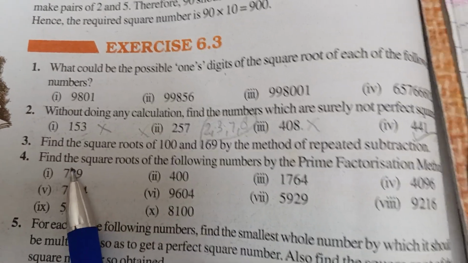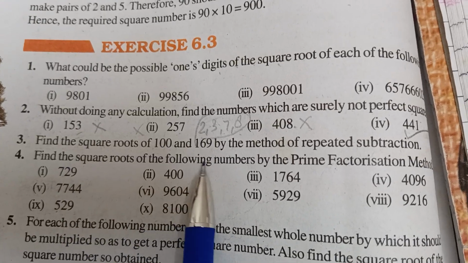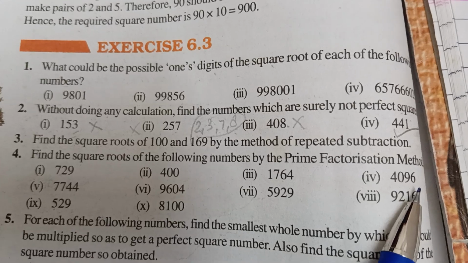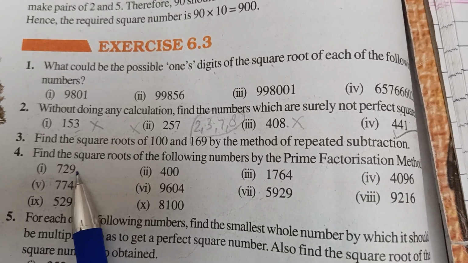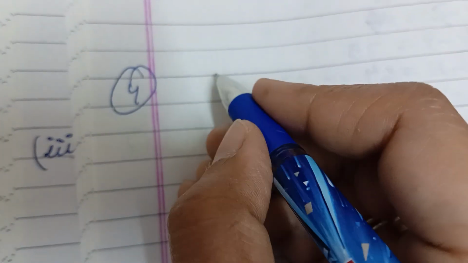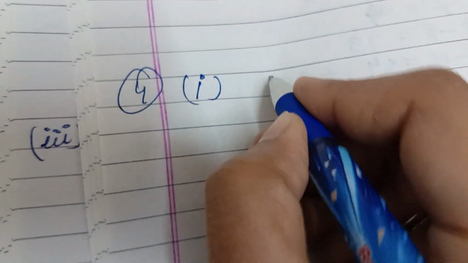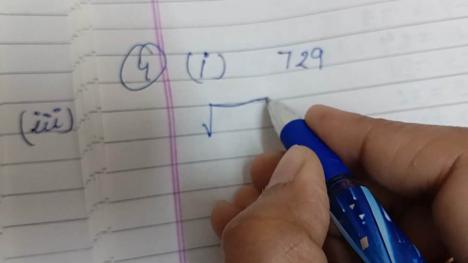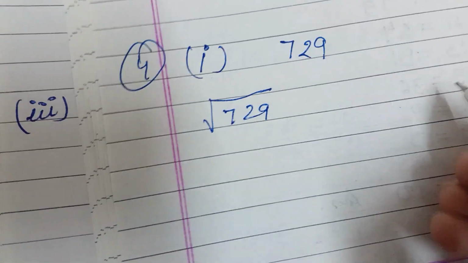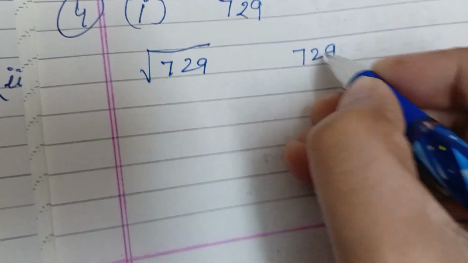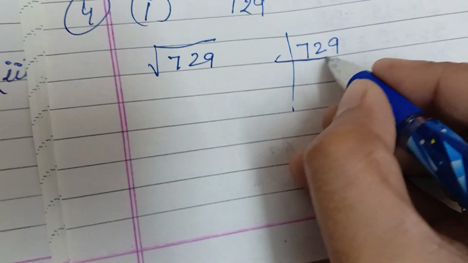Now the question number 4 is, find the square root of the following numbers by the prime factorization method. So the first is 729. This is question number 4. The first part is 729. We have to find the square root of 729 by the prime factorization. So 729 we will do it by 3.